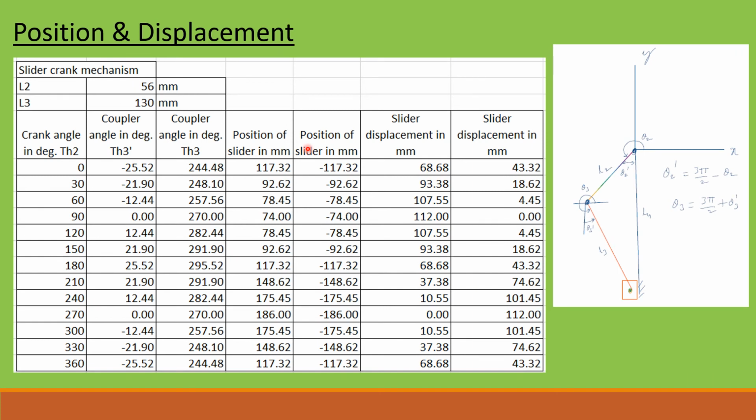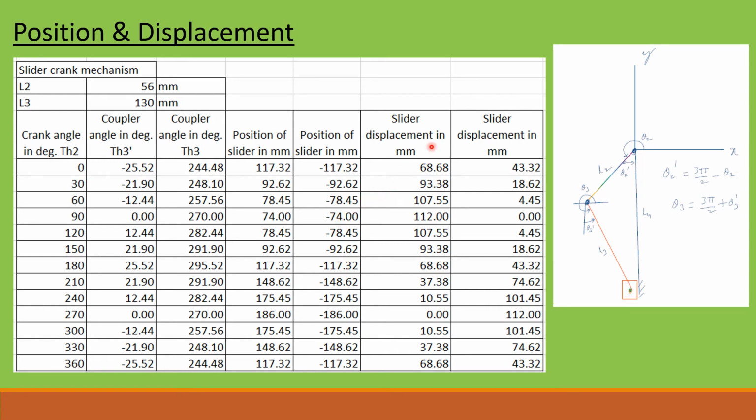After having derived all the necessary equations, now let us solve a problem using Microsoft Excel. Here in this problem we have considered L2 equal to 56 millimeter, L3 equal to 130 millimeter. So this column represents crank angle from 0 to 360, and this is theta 3 prime, and this is coupler angle theta 3, and position of the slider. And if you want to consider this side of the axis as negative, just multiply these values by negative sign, so we get this position of the slider.